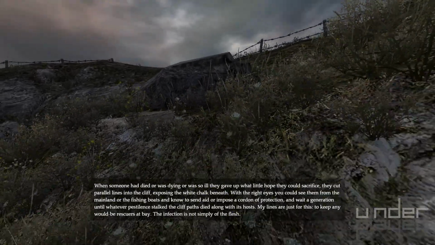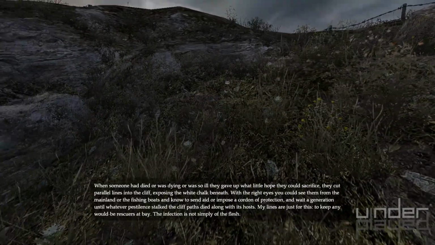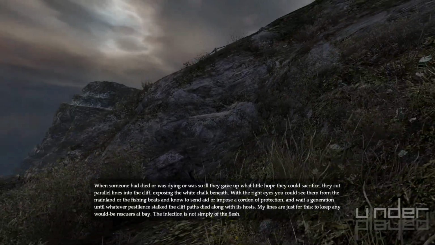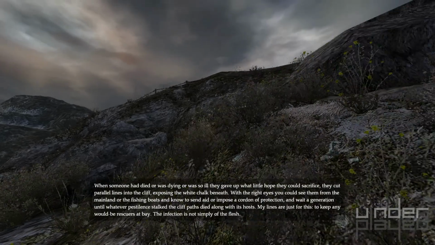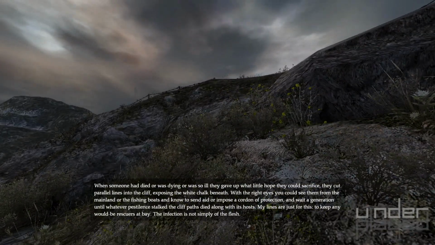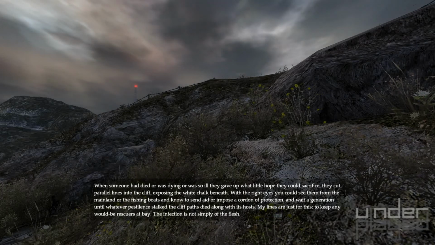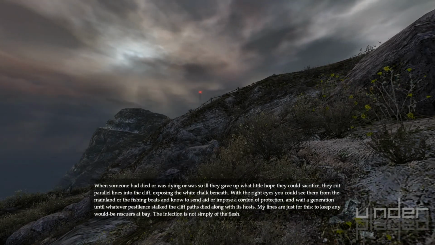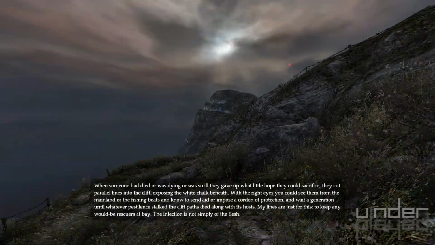or was so ill they gave up what little hope they could sacrifice, they cut parallel lines into the cliff, exposing the white chalk beneath. You could see them from the mainland or the fishing boat, and know to send aid or impose a cordon of protection, and wait a generation until whatever pestilence stalked the cliff paths died along with its hosts. My lines are just for this, to keep any would-be rescuers at bay. The infection is not simply of the flesh.